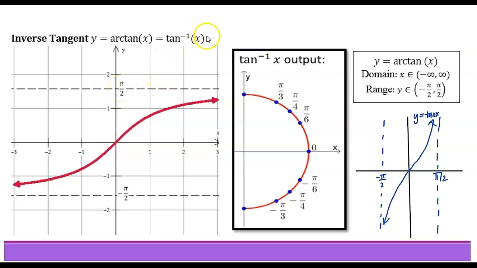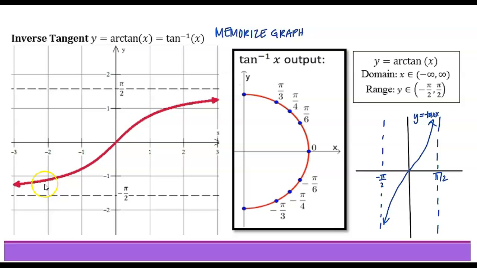And this graph here, I'm going to go ahead and include the special note that you do have to memorize this graph. This is a graph that absolutely appears in future classes, more so than the graphs of arcsine and arccosine. So this is absolutely a graph that you need to have committed to memory.